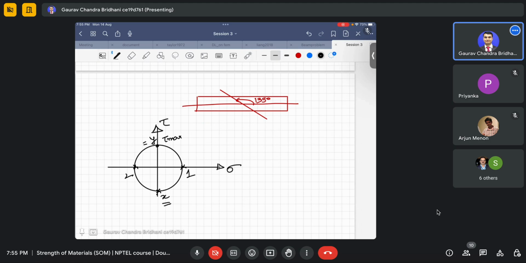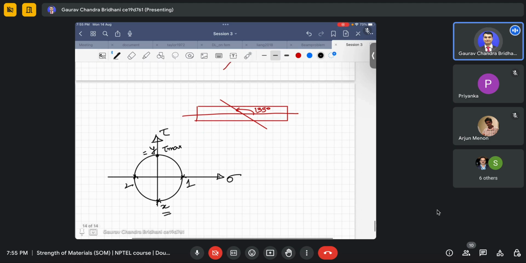Now we know that chalk is a brittle material. It is a brittle material, so mostly brittle materials fail in tension. They will mostly fail by tension, they won't fail by shear.